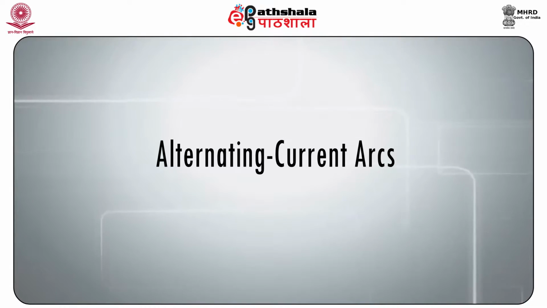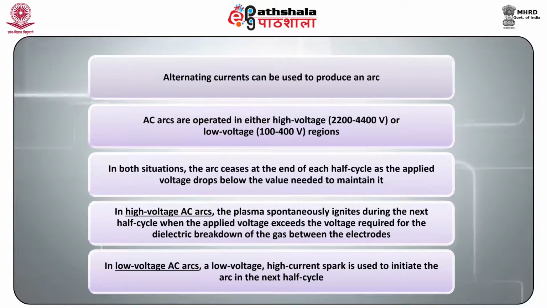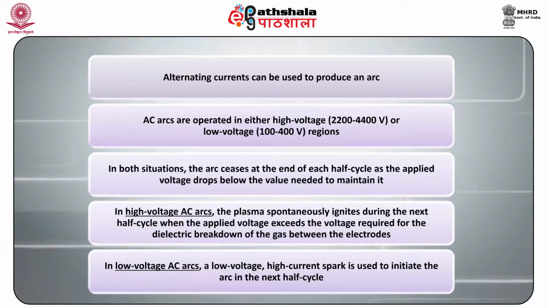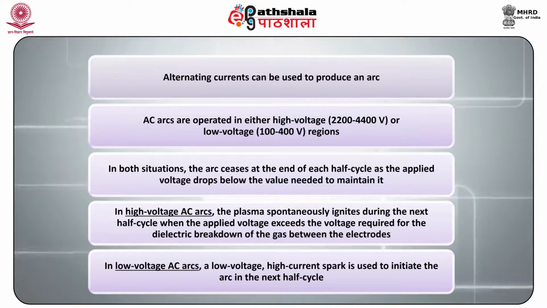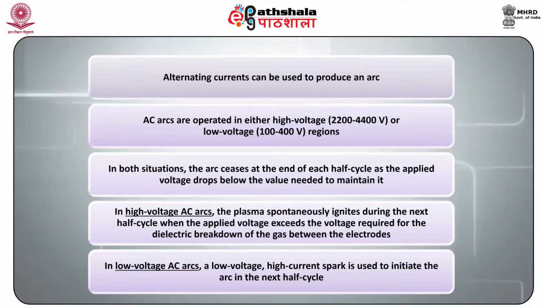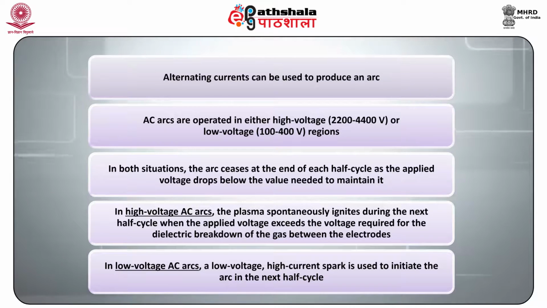Alternating current arcs. Alternating current can be used to produce an arc. AC arcs are operated in either high voltage of 2200 to 4400 volts or low voltage of 100 to 400 volts region. In both the situations, the arc ceases at the end of each half cycle as applied voltage drops below the value needed to maintain it.